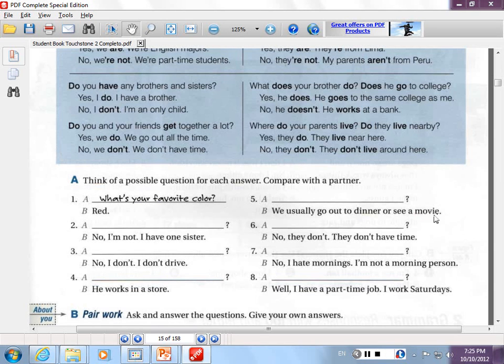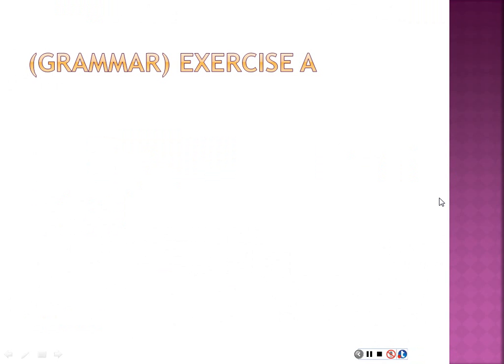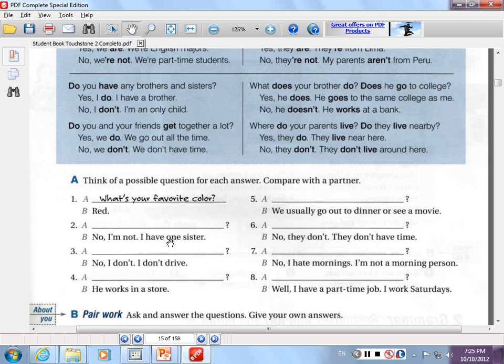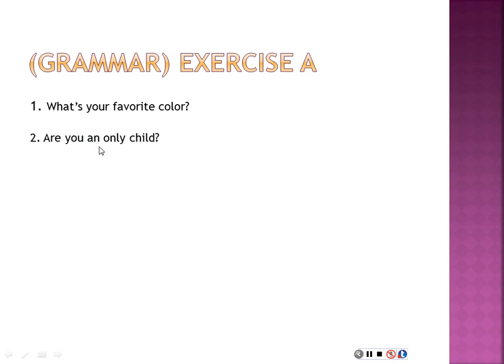Okay, let's go to the slide and I'll show you the possible question for number 2. So again, let's read the answer. No, I am not. I have one sister. So we should start with a yes/no question. As you can see here, we have no, so the question should be a yes/no question. So, are you an only child? We started with are because I'm talking to you. هل أنت طفل وحيد أو هل لديك أخوة؟ So are you an only child?